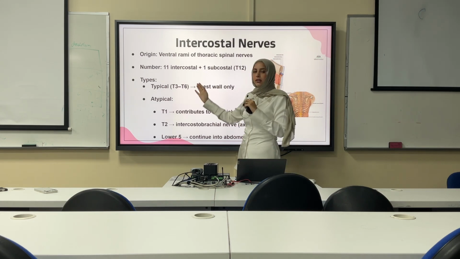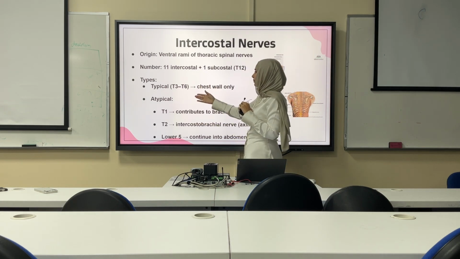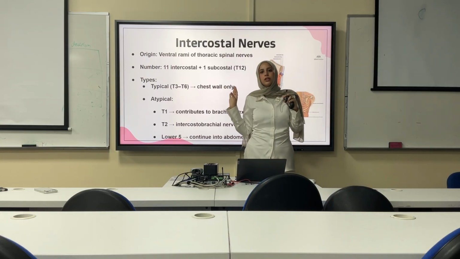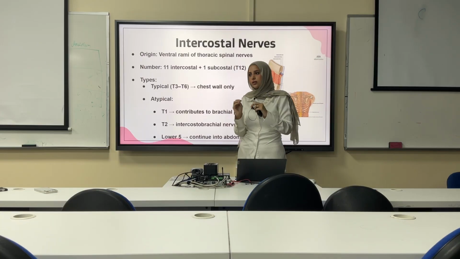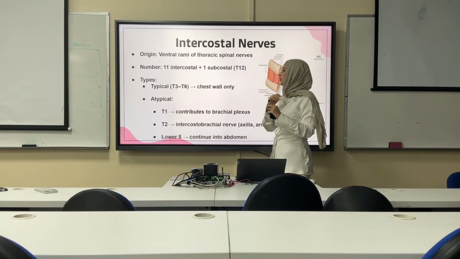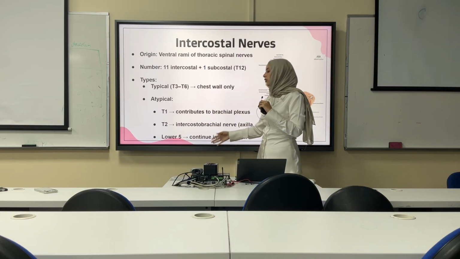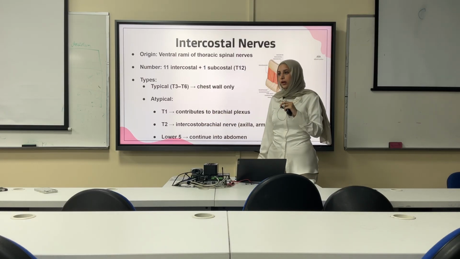Now types, we have typical and atypical again. The typical are from T3 to T6. Why are they typical? Because they supply just the chest wall. Because they're intercostal nerves, they supply just the chest, this is T3 to T6. Atypical, we have T1, T2, and then the lower 5. So the first 2 and the lower 5.